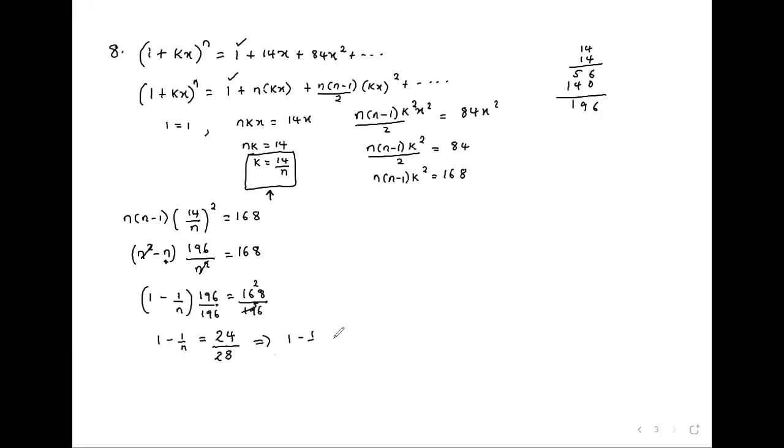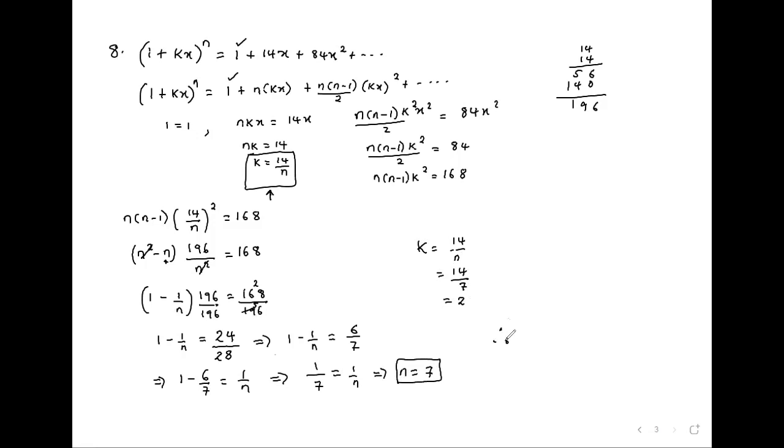So we have 1 minus 1 over n is equal to, which number can go in both? The same 4. 4 there, 6, 4 down, which is equal to 1 minus 1 over n equals 6 over 7. So we get 7 down, 1 is equal to 1 over n, 6 over 7, giving us n is equal to 7. So when n is 7, we can go back and get the value of k. So k is going to be 14 over n, so it is 14 over 7, which is equal to 2.